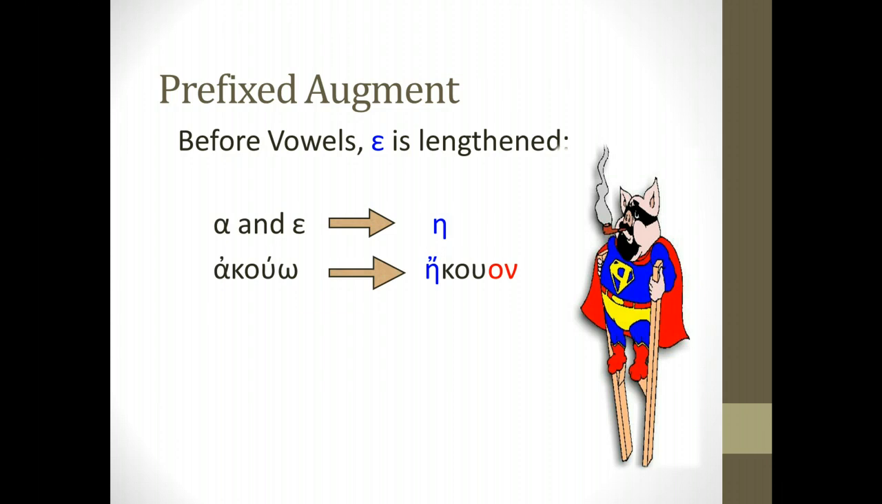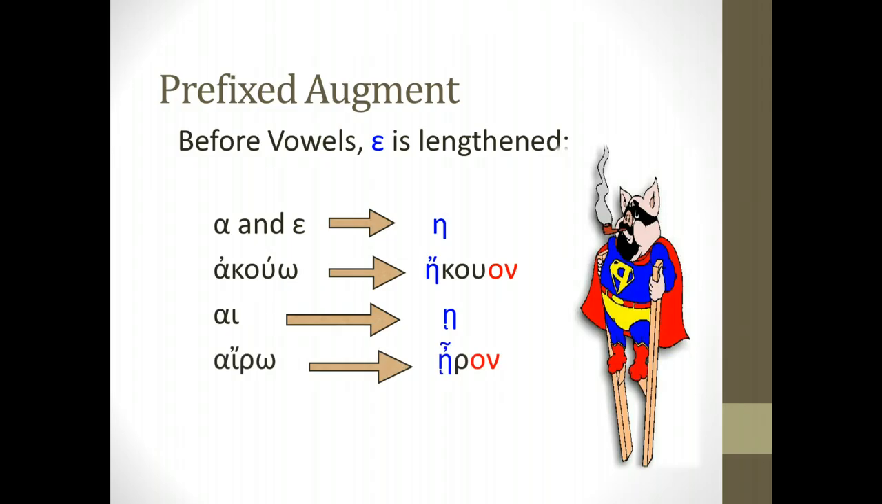If it begins with an alpha iota diphthong, then that alpha is going to lengthen to an eta with an iota subscript because that iota does not disappear. So for example, in the case of iro, we now result in iron, all right, with a diphthong under the iota subscript. So note, when lengthening occurs in a diphthong, it will not disappear.